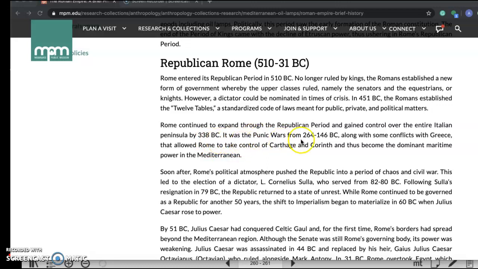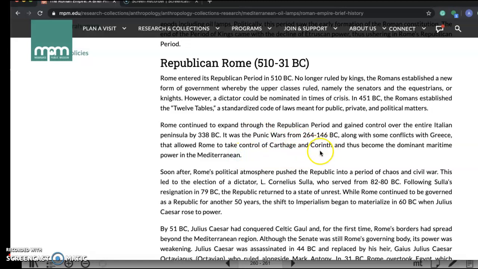It was the Punic Wars from 264 to 146 BC, along with some conflicts with Greece, that allowed Rome to take control of Carthage and Corinth and thus become the dominant maritime, or naval, with boats, power in the Mediterranean.